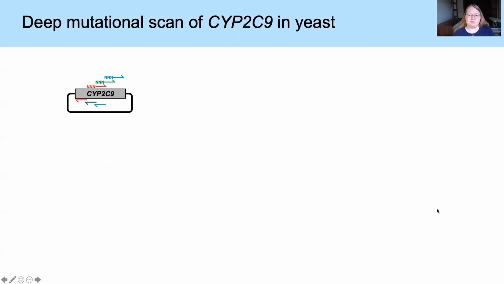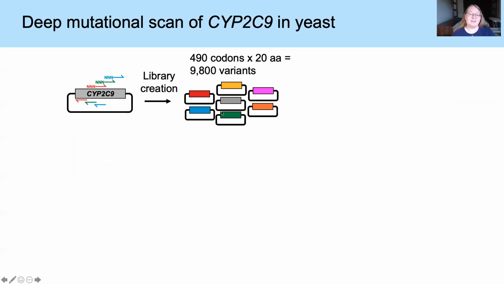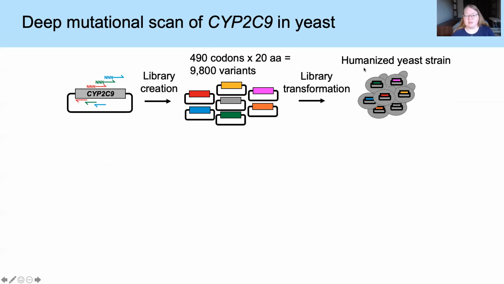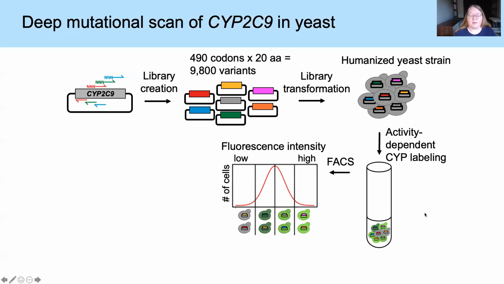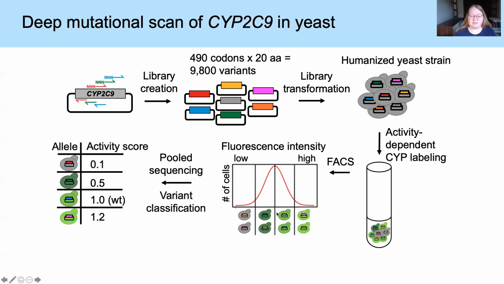Okay, so all the steps involved in this are pretty much the same as what you'll see all day today, right? So we're making a library. In this case, the gene is 490 codons, which is pretty big. And so we tried to do the entire thing and got pretty close. We constructed a yeast strain that was really good at expressing active cytochrome P450s. We came up with an activity-dependent labeling scheme that I'll tell you more about, but it essentially turns cytochrome P450 activity into a fluorescent signal that we can then sort on. And then we can take the sequences of the particular variants in these different bins and convert that into an activity score. Okay.